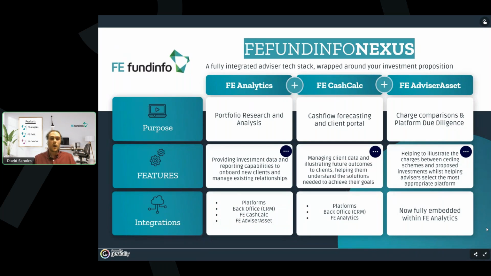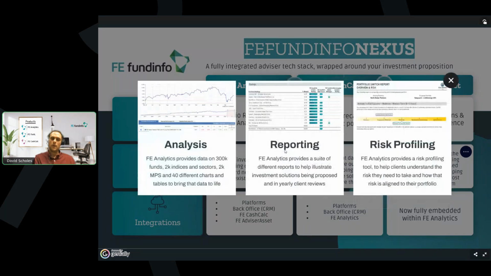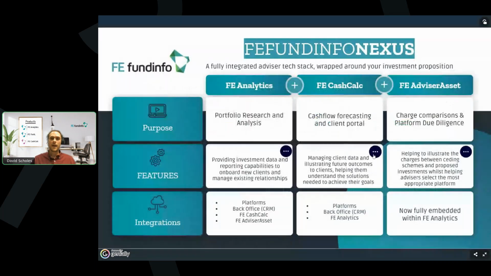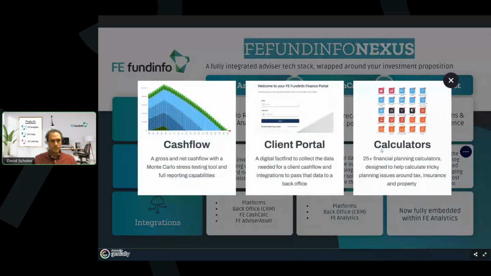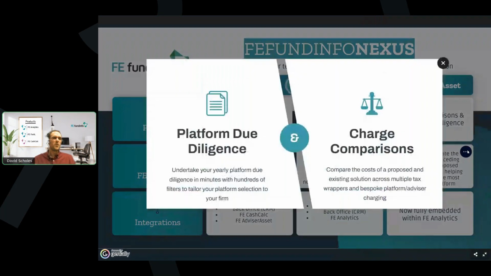So that's why we have at the moment Analytics, CashCalc, Advisor Asset. We will add to this tech stack, but at the moment, in terms of disciplines, Analytics brings to the table fund and MPS data, the reporting and risk profiling. CashCalc, as the name suggests, is the master of cash flow, also has a client portal and has the financial planning calculators for things like CGT, IHT, pension carry forward calculations. And most recently, we acquired Advisor Asset this time last year, with a completely different set of disciplines: platform due diligence and charge comparisons.